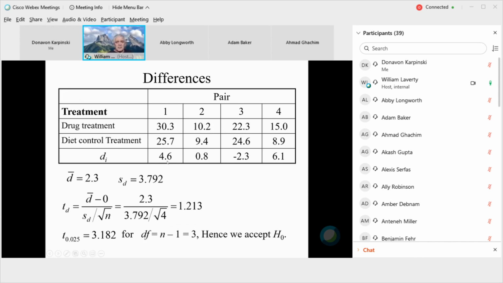So basically we want to know if the differences come from a distribution that has a mean of 0. So we just use a one sample t-test using the differences. The average difference, 2.3, divided by the standard deviation of the differences divided by the square root of n. N was 4 here, is 1.23. You look at a critical value, 0.025 for 3 degrees of freedom, it's 3.182.